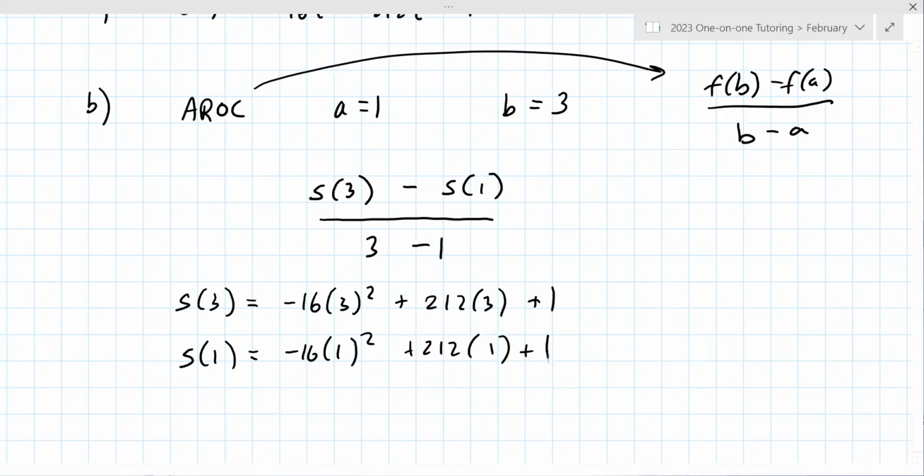Okay, so you definitely need a calculator for this. Well, I guess you don't, but are you allowed to use a calculator on this? Yeah. Okay.